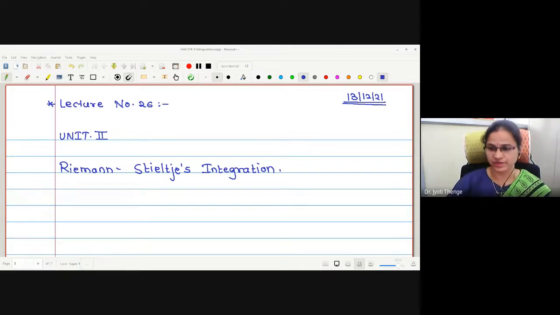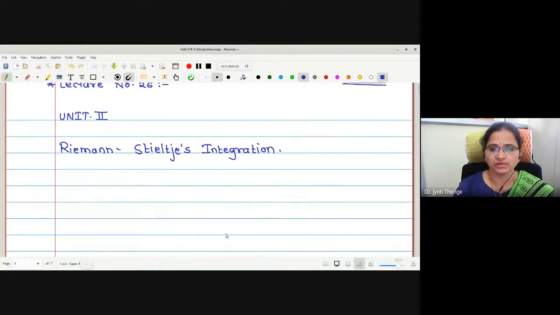In the last lecture, we have completed the proof of the generalized mean value theorem and the second mean value theorem. Now, in today's lecture, we are going to start a new unit called Riemann-Stieltjes integration. Riemann-Stieltjes integration is actually a generalization of the Riemann integration we have seen. We'll just have a recall of Riemann integration and then go on to understand what the generalization is and how it is going to work out.